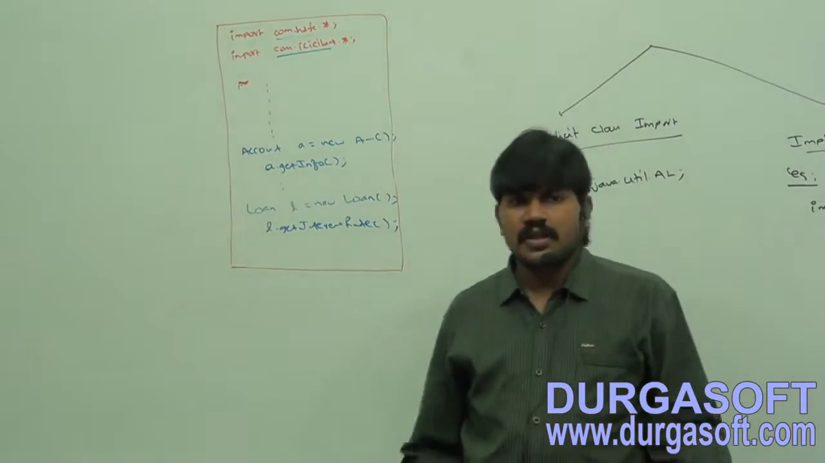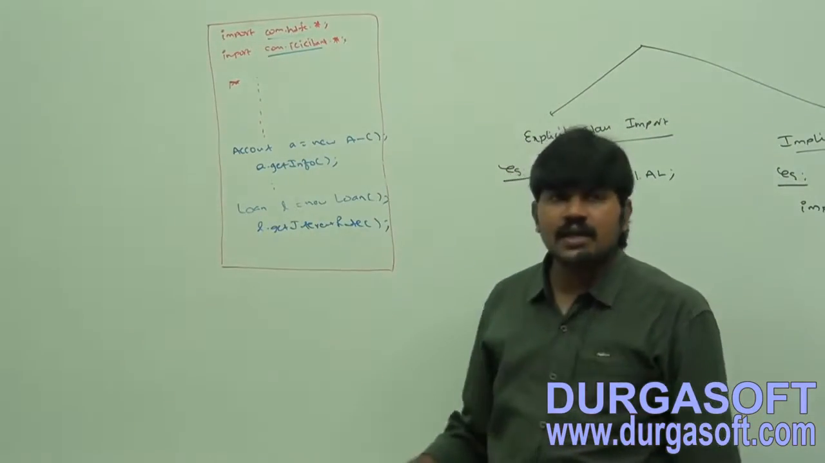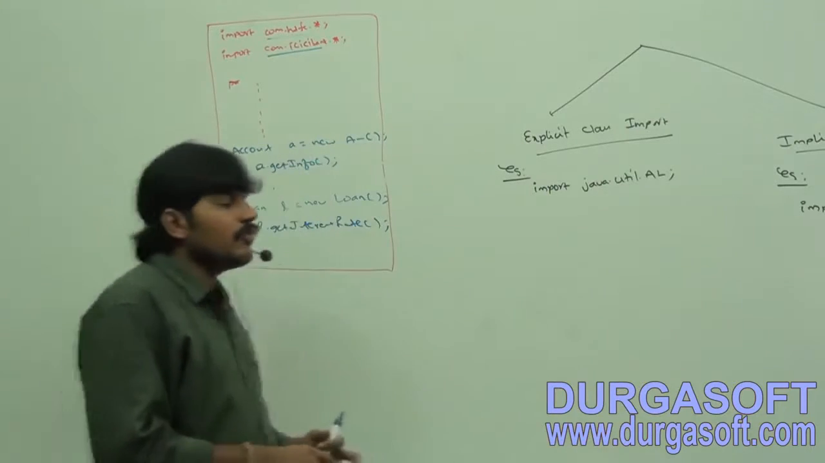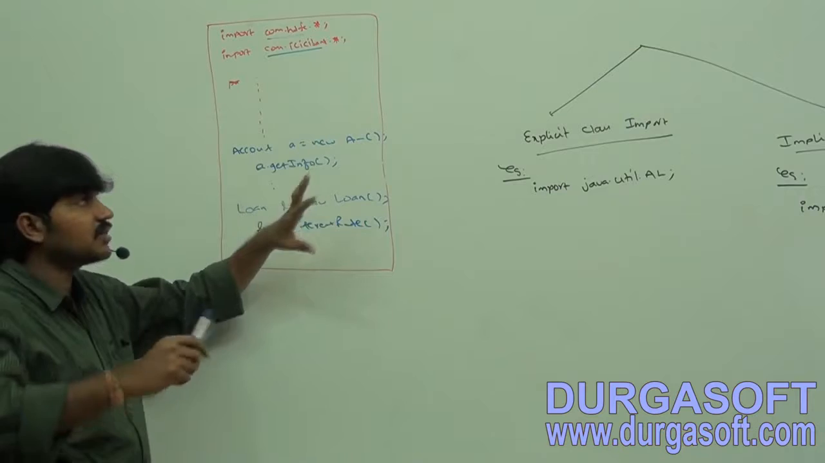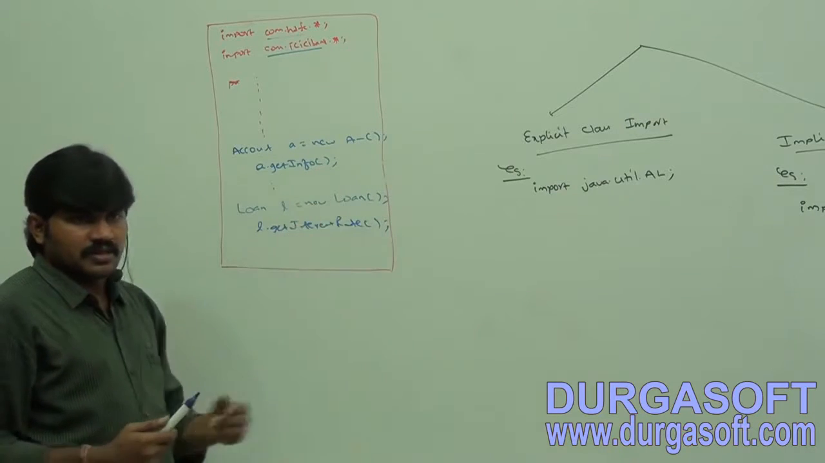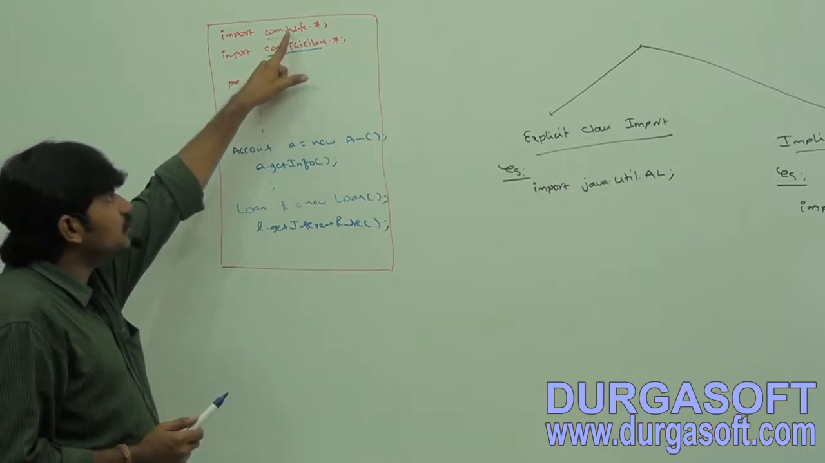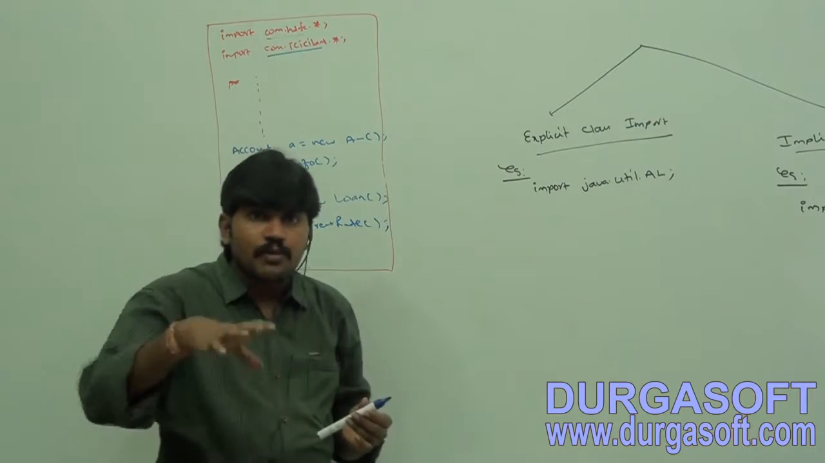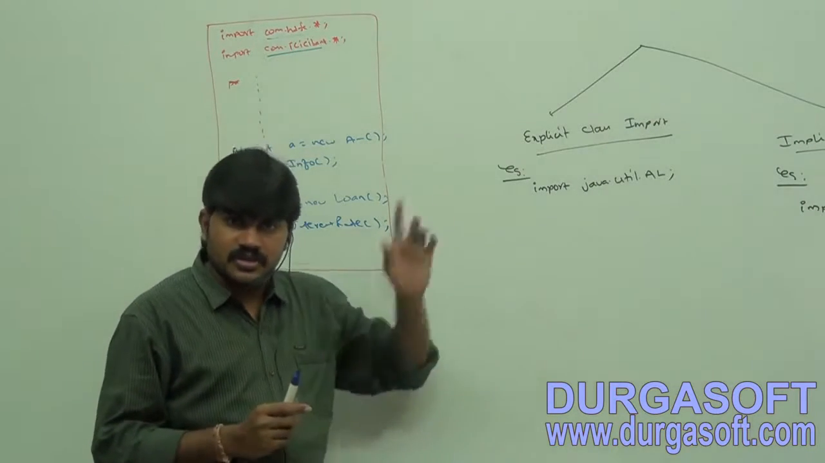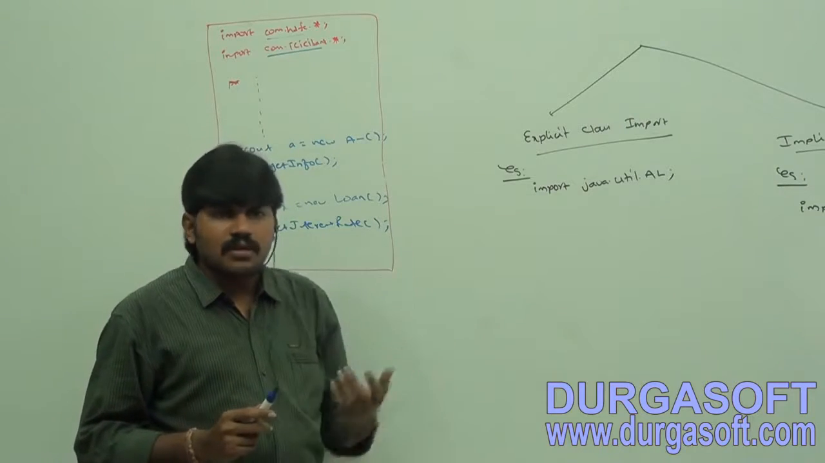Obviously the readability and maintainability of the code is going to be down. We can't identify directly what the various dependent classes are, or where they are present. So if I use implicit class import, it reduces the readability of the code. Are you getting it? Reduces readability, right? Then how can I solve this problem?